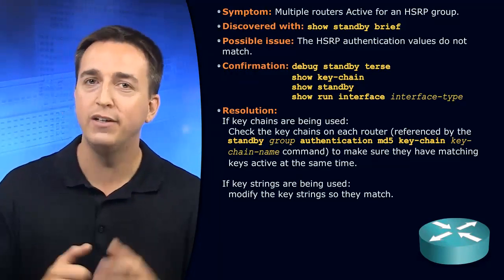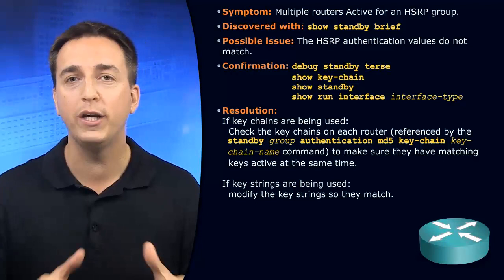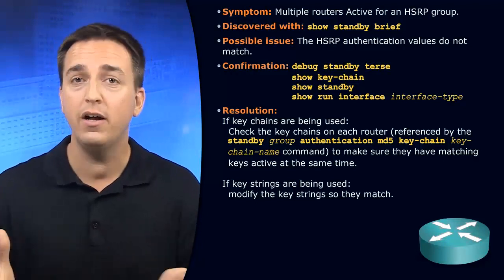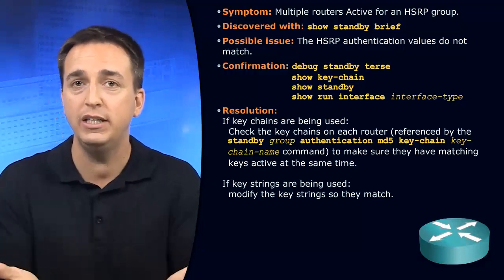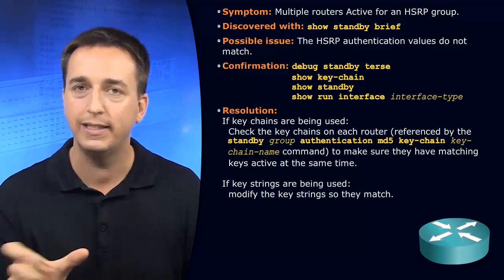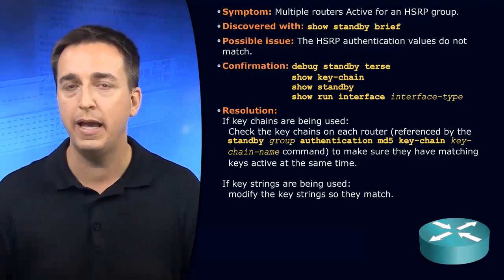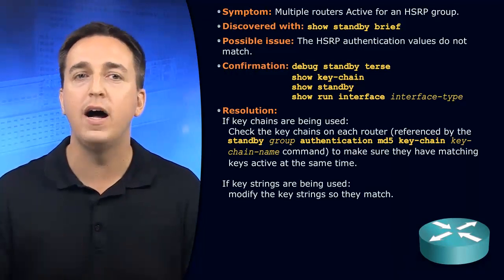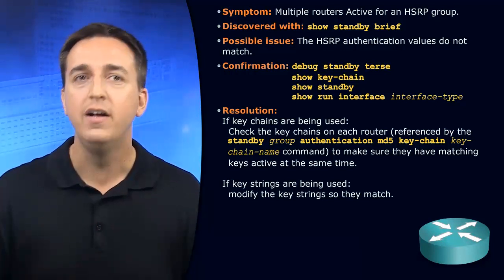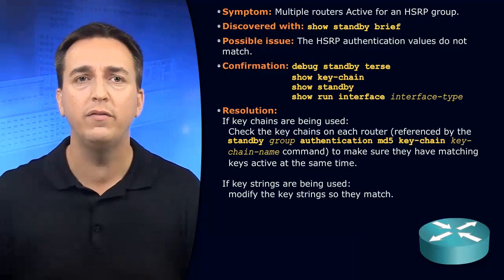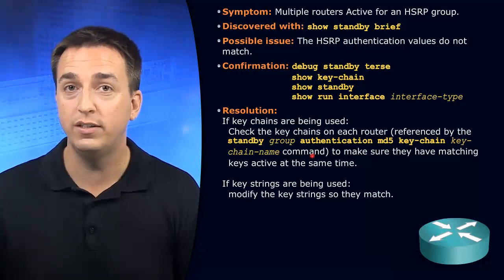Now, there's two different ways that we can set up authentication. We can do so with a key string, or we can do so with a key chain. So the type of authentication you've implemented will determine how deep you have to go with your troubleshooting. If it's just a key string, you can look in the running configuration and see the key string attached to the standby group authentication command, and you can go ahead and modify those key strings so that they match between the HSRP routers. However, if you're using key chains, then you're going to have to verify the key chain, and you'll have to verify that the correct key chain has been attached to the authentication.